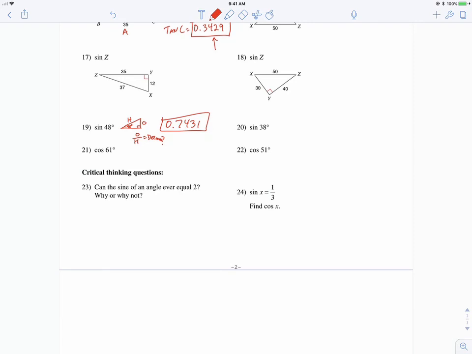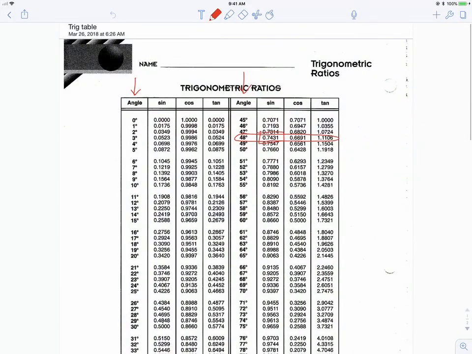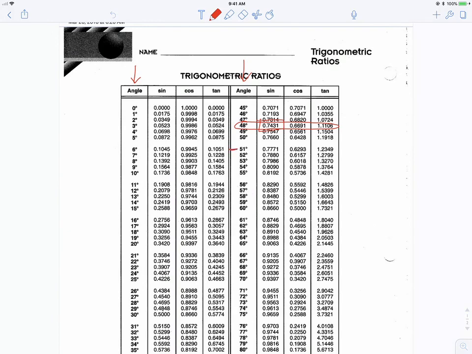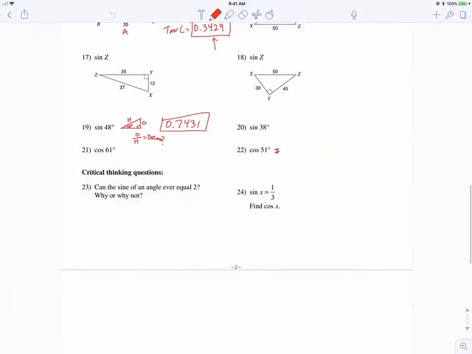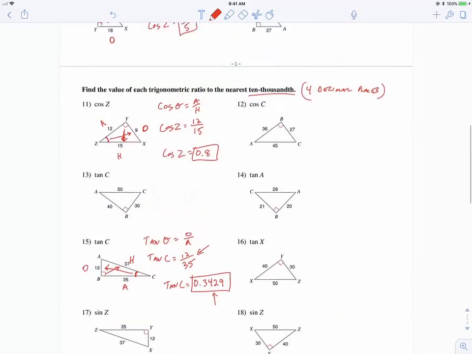If I want to do the cosine of 51 degrees, like number 22, I go to 51, that's right here. The cosine value is 0.6293. So you're going to be able to use this table for other stuff. Right now we want to practice evaluating using the table. I've got this practice sheet you need to finish, and I have another one that I'm going to give you.